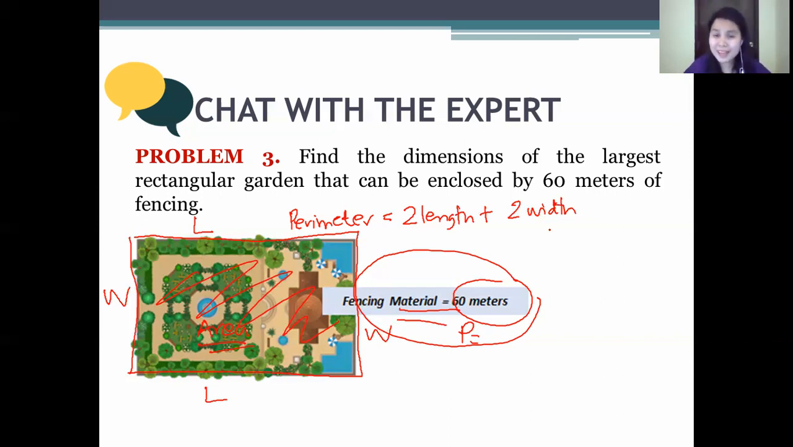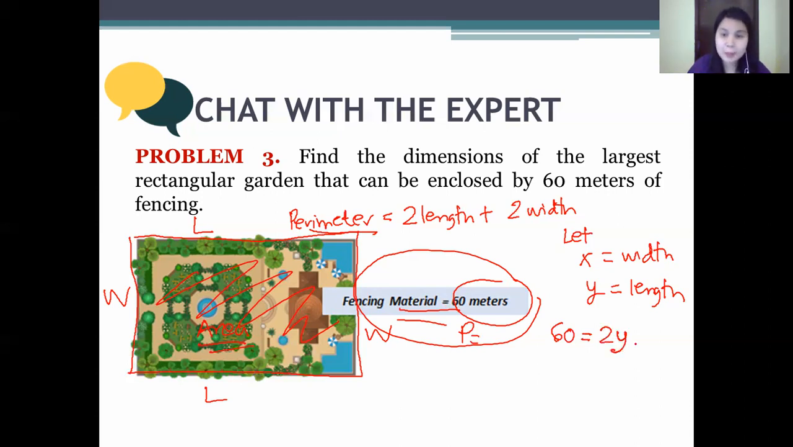Now, we didn't know the length and the width, so we could start representing. We say, let X be the width, and let Y be your length. Or you can do the other way around. Let X be your length and let Y be your width. Now we substitute it to our perimeter. What's our perimeter again? The fencing material? That's 60. So 60 equals twice the length plus twice the width. Two times X.